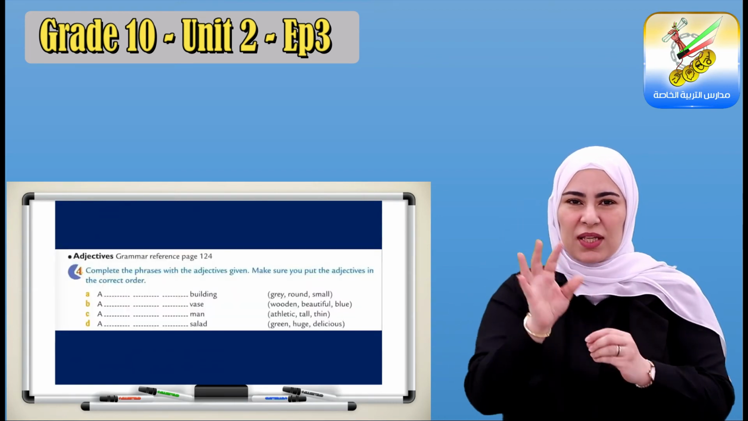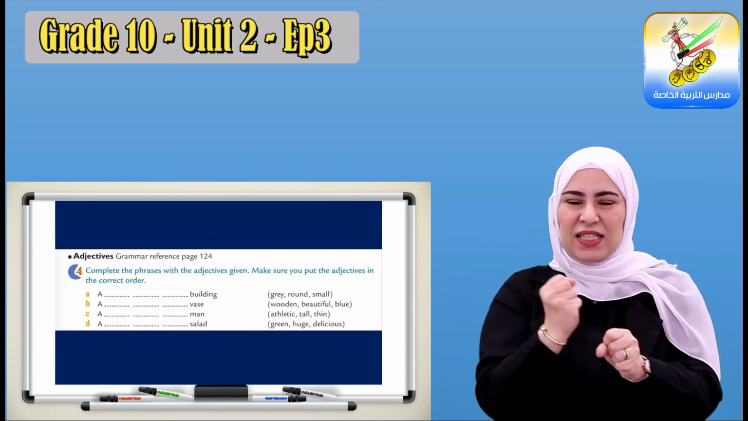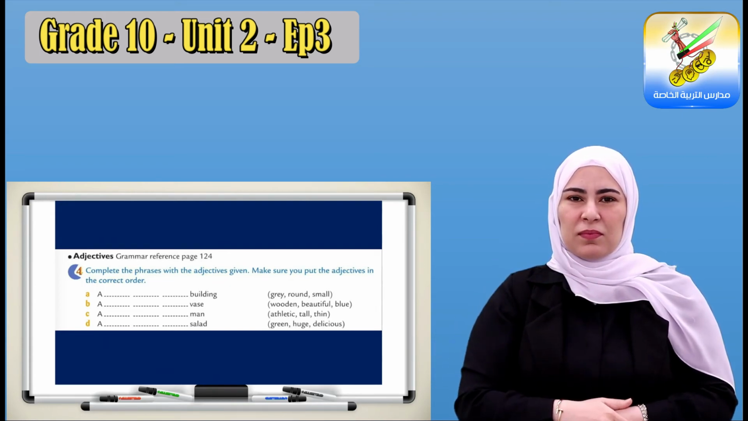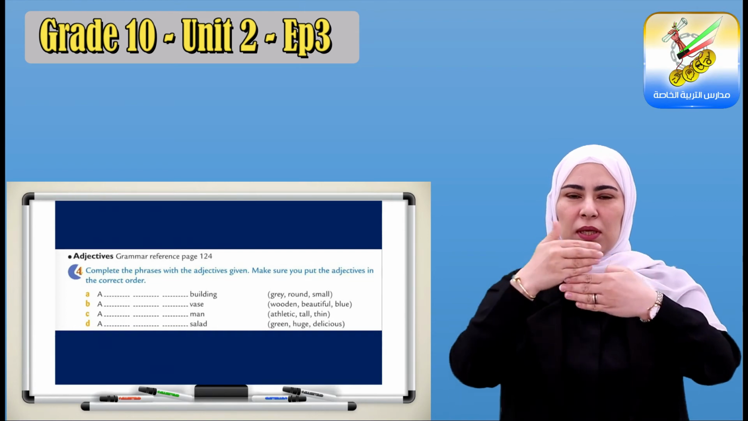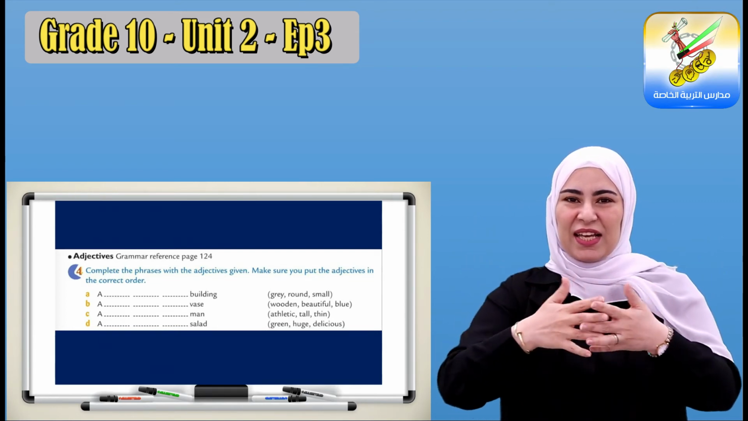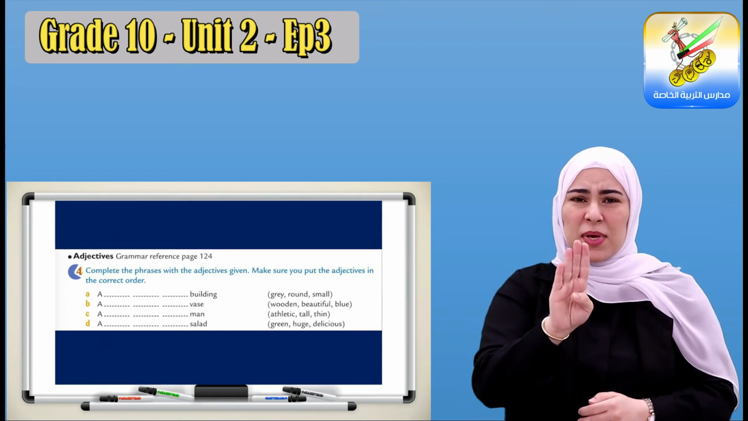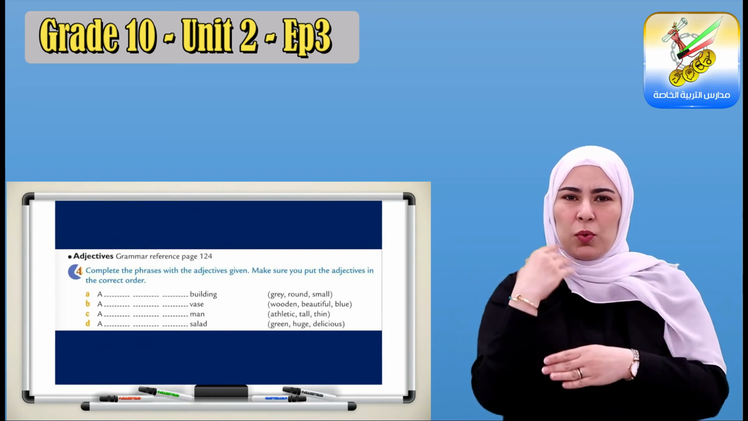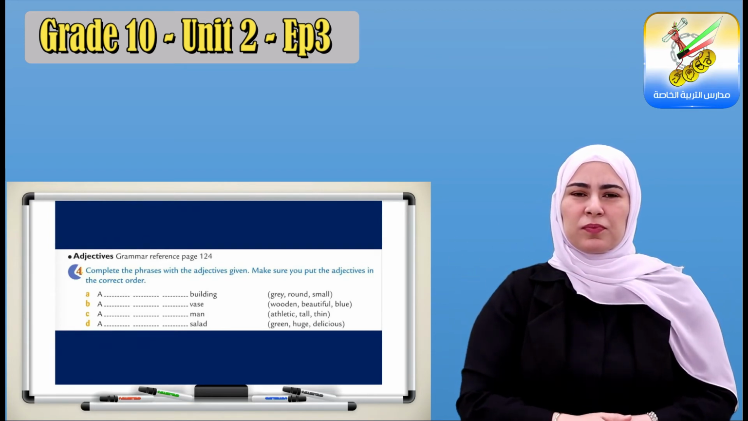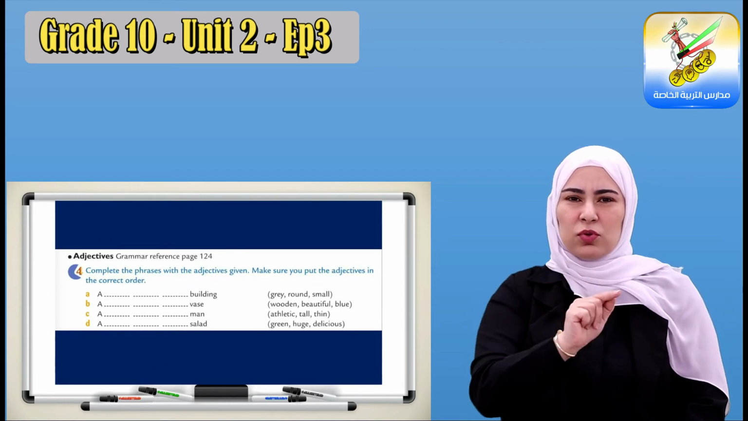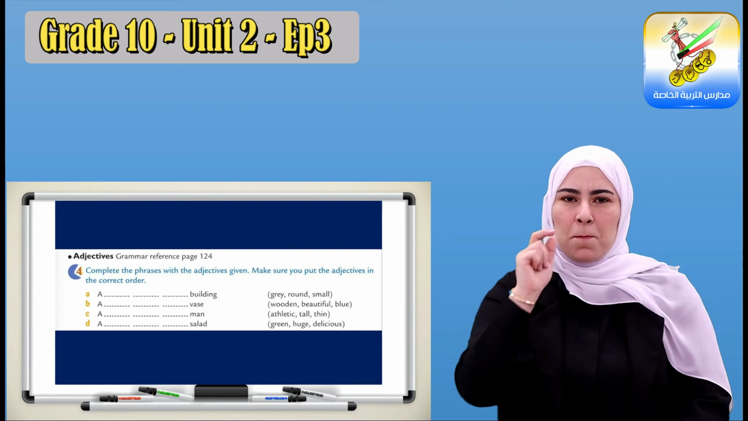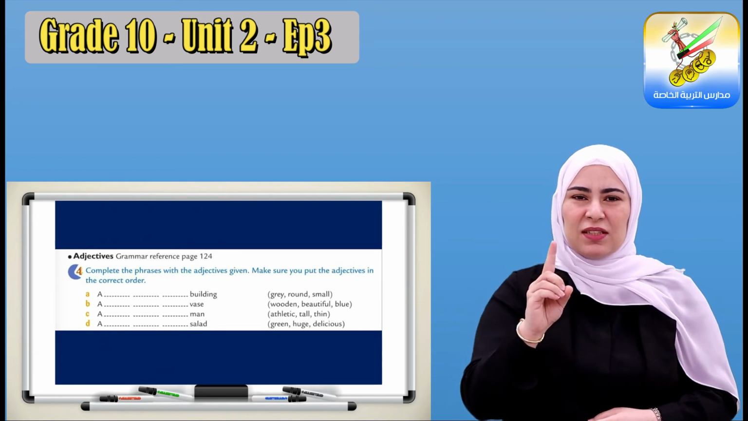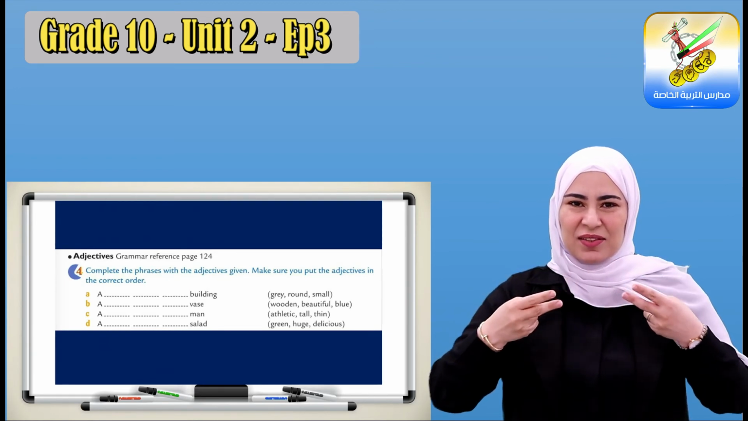Now open your student's book, page 14, exercise 4, and let's do it together. Complete the phrases with the adjectives given to you. Make sure you put the adjective in the correct order. A, building. And they put the order as gray, round, small. B, a vase. Wooden, beautiful, blue. Remember the word OSASCOMP. C, a man. Athletic, tall, thin. D, a salad. Green, huge, delicious.